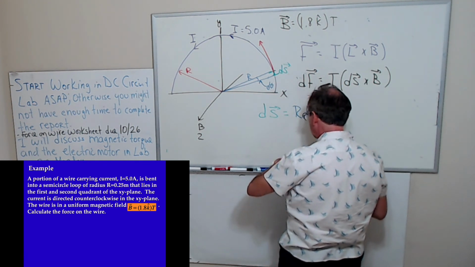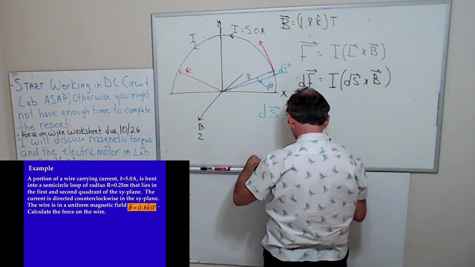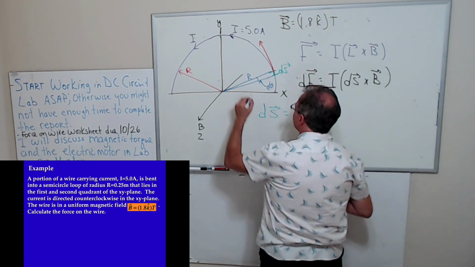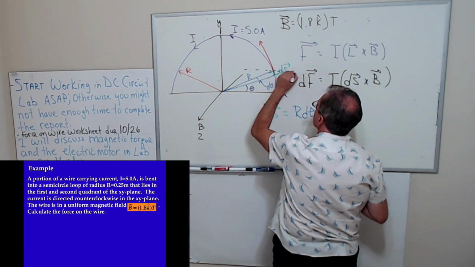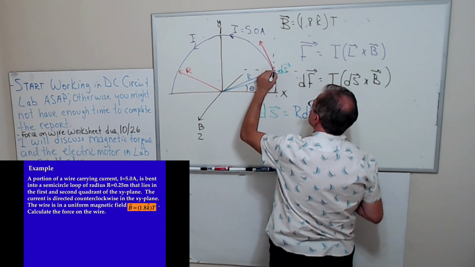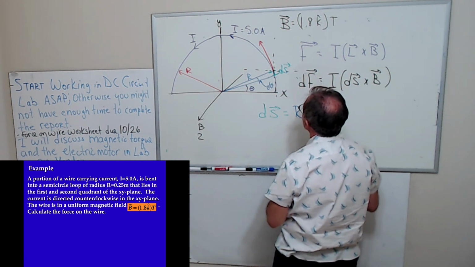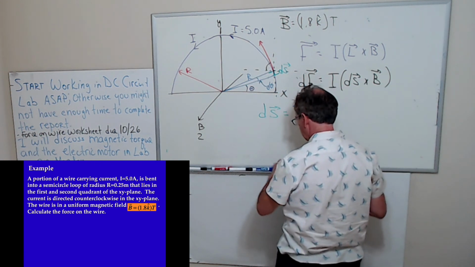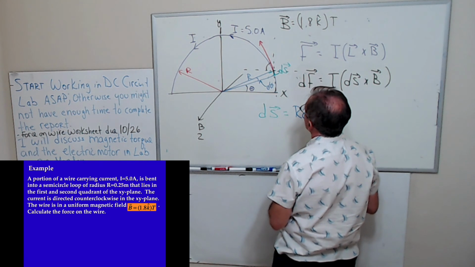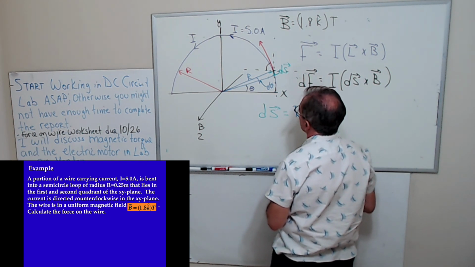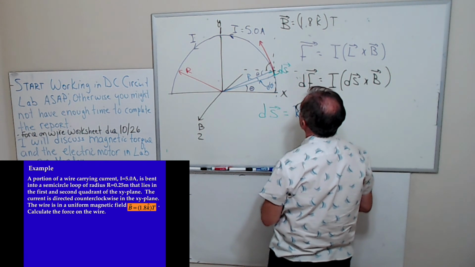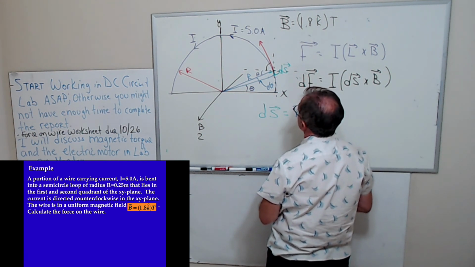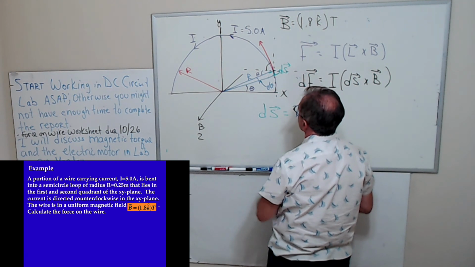And if this is some arbitrary angle theta, I'm going to draw a coordinate system right here. What's this angle? If this is theta, isn't this theta? So just 90 minus theta? 90 minus theta.